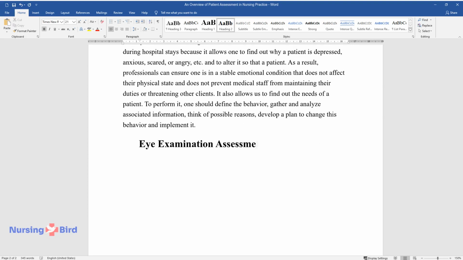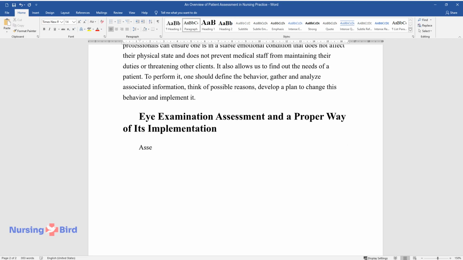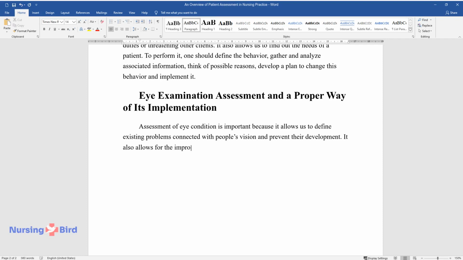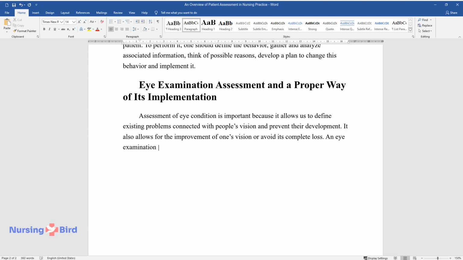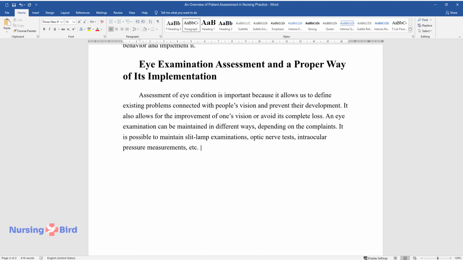Eye examination assessment and a proper way of its implementation. Assessment of eye condition is important because it allows us to define existing problems connected with people's vision and prevent their development. It also allows for the improvement of one's vision or avoid its complete loss. An eye examination can be maintained in different ways, depending on the complaints. It is possible to maintain slit lamp examinations, optic nerve tests, intraocular pressure measurements, etc.